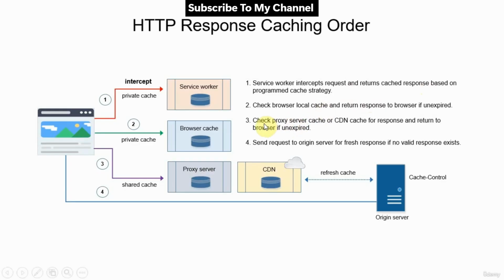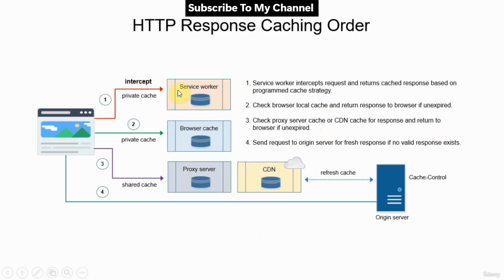Then number 3, if that's not available, it'll check the proxy cache or the CDN cache. That's a content delivery network like Cloudflare. It'll check that for an unexpired response and return it to the browser. So if it's not local, then the next thing is to go out to a proxy server if it's designed to do so, or a CDN cache. So it'll check locally first. The first 2 are local caches, and if not, it'll go to an external cache. And finally, if none of them are available, it'll send a request to the origin server for a fresh response if there are no valid responses.